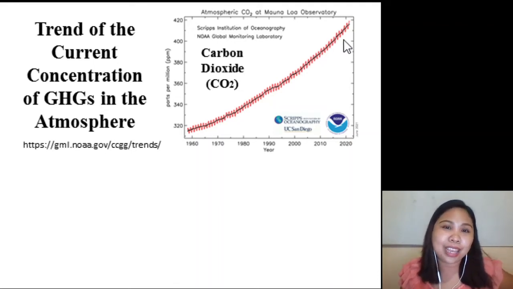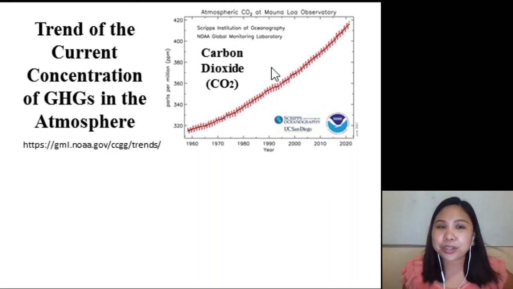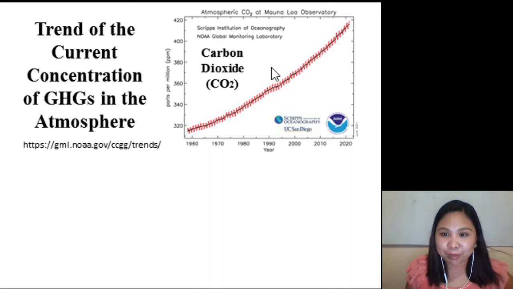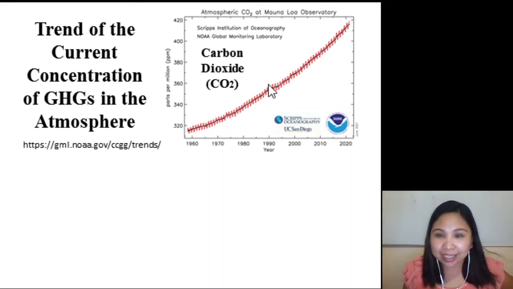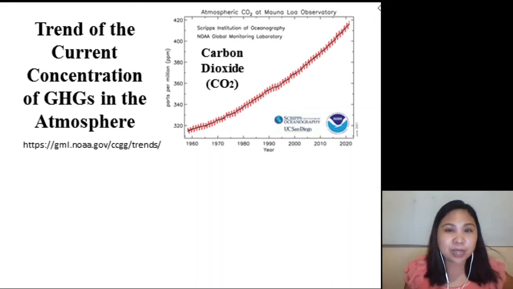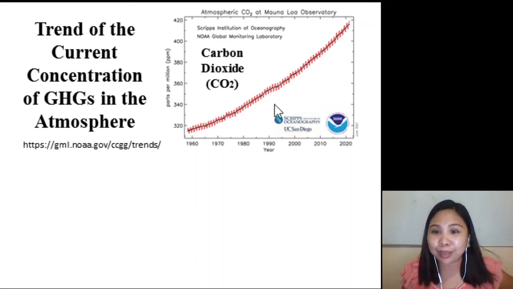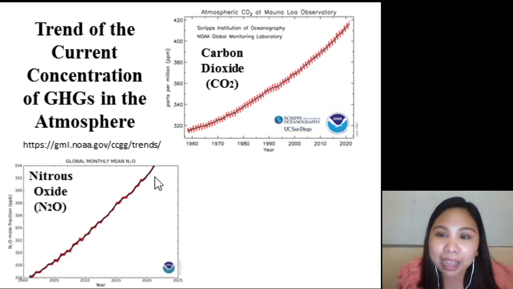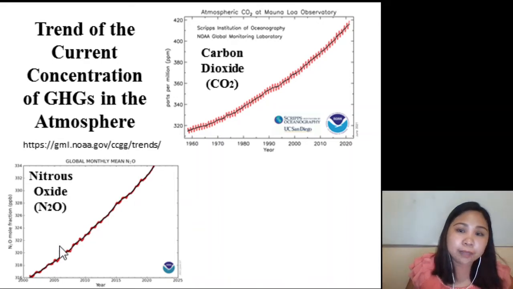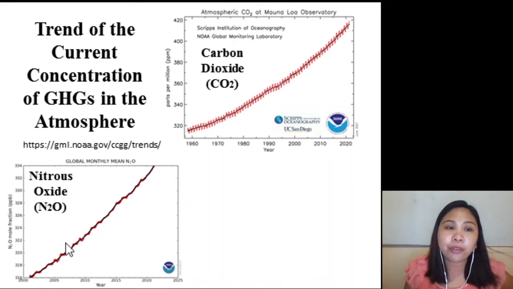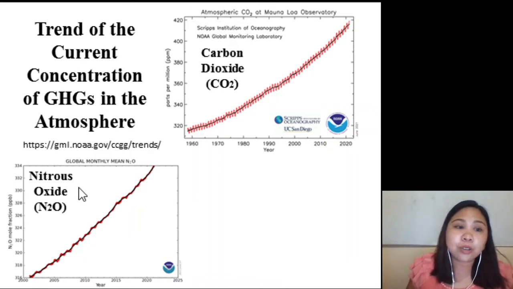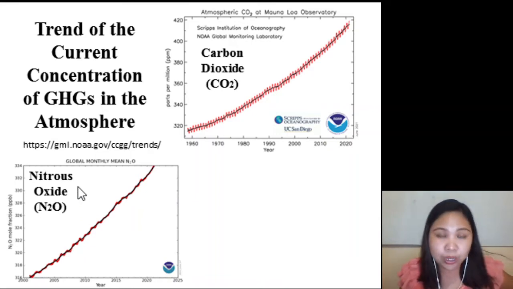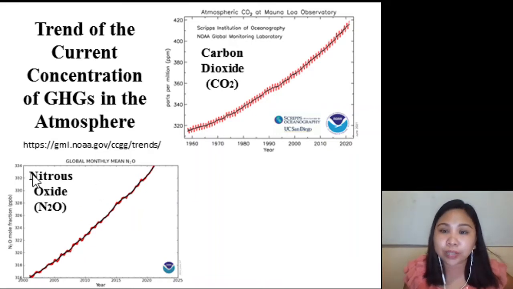Ayan. So, what do you think? If you are going to predict what will happen to the concentration of carbon dioxide in our atmosphere, with this data, dapat kaya nyong i-predict kung ano yung susunod if we will not do anything about it. Okay? So, another graph that I have here, this is a behavior over time graph of the concentration of nitrous oxide, N2O, in our atmosphere. This is also a greenhouse gas.